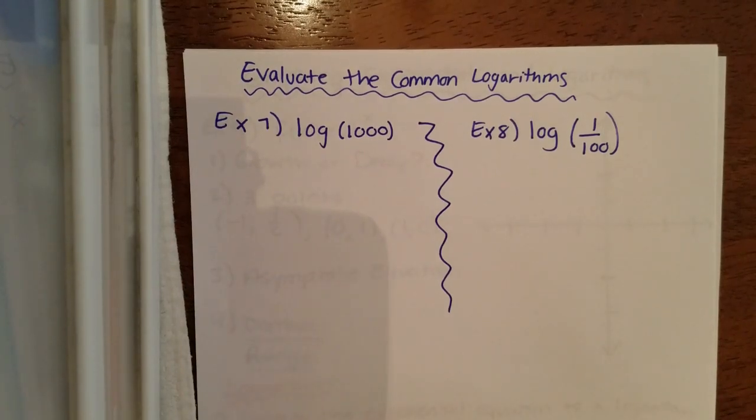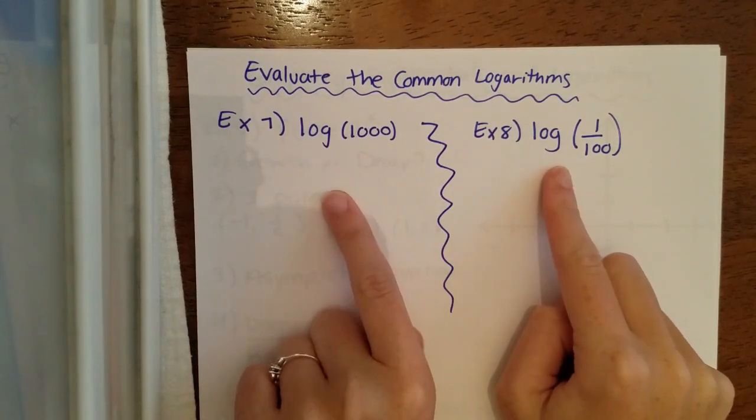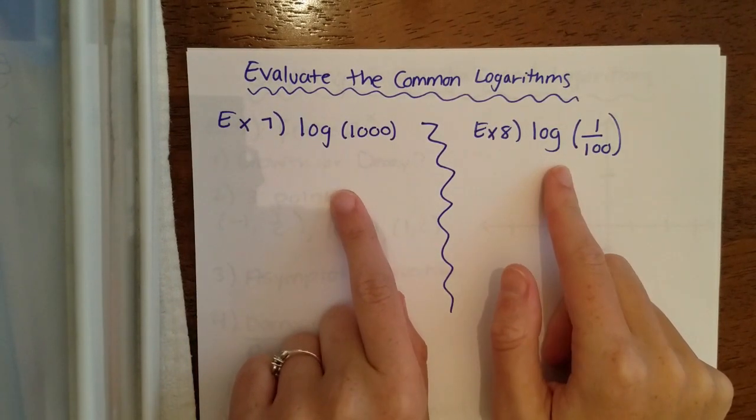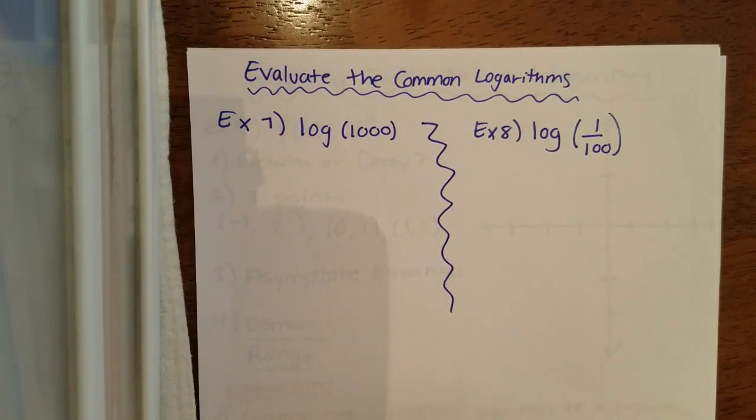Okay, so now we're evaluating common logarithms, which, if you remember from the Prezi, all a common log is... if you see something that's different about these problems, the base is missing. You're probably like, what the heck, Miss Long, where is the base? Well, guess what? If you don't see a base, secretly there's a 10 in its place.